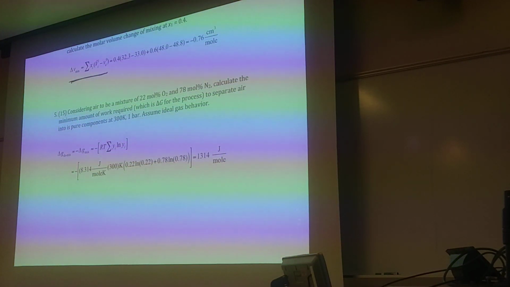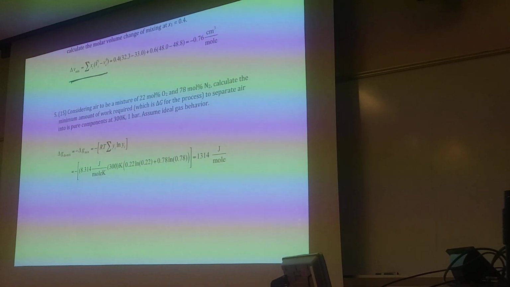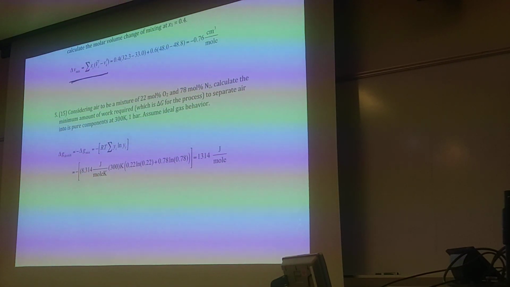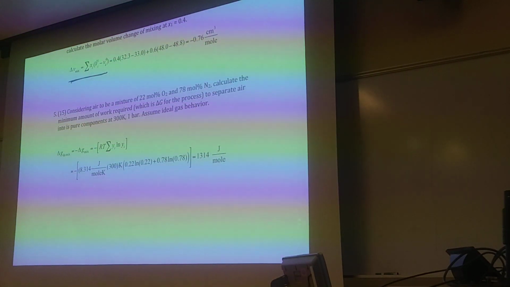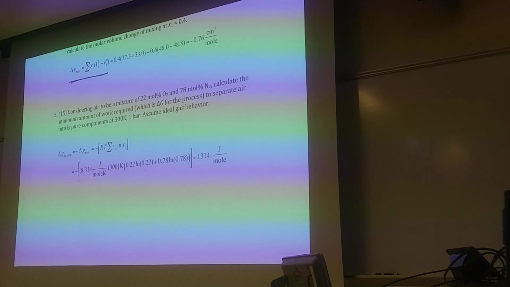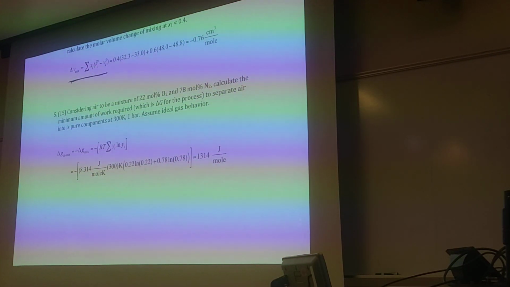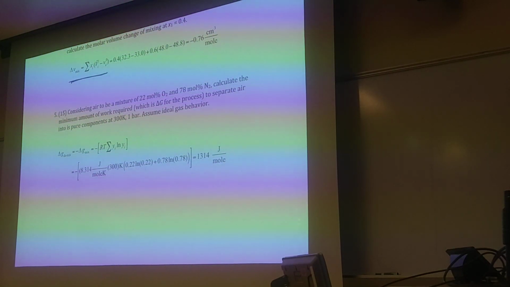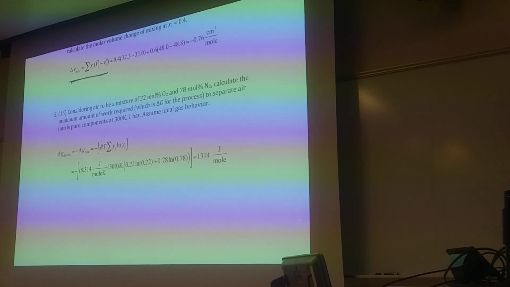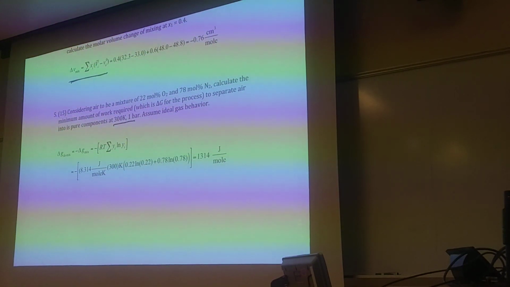Next you're asked, considering air to be a mixture of 22 mole% oxygen, 78 mole% nitrogen, calculate the minimum amount of work required. And I give you here, I wasn't going to give it to you at first, but because you should know that, delta G for the process to separate it into its pure components at 300 K and 1 bar. Assume ideal gas behavior. Although under these conditions, you would probably not have to be told that, you would know to assume it.